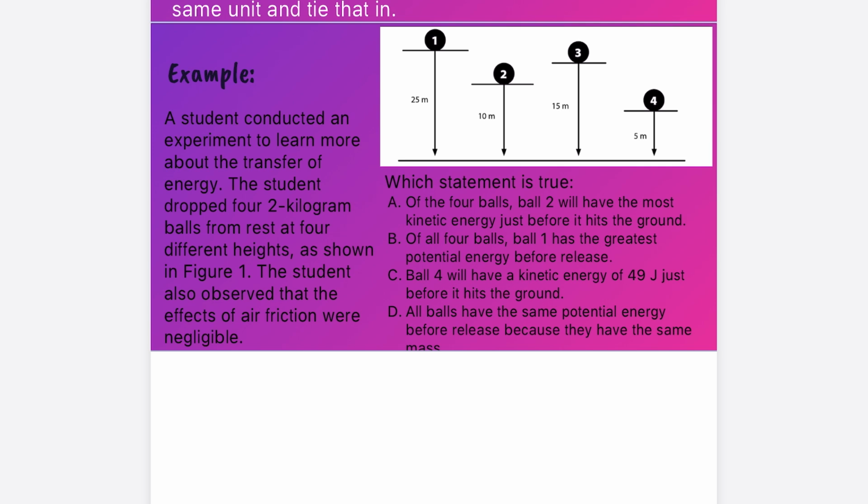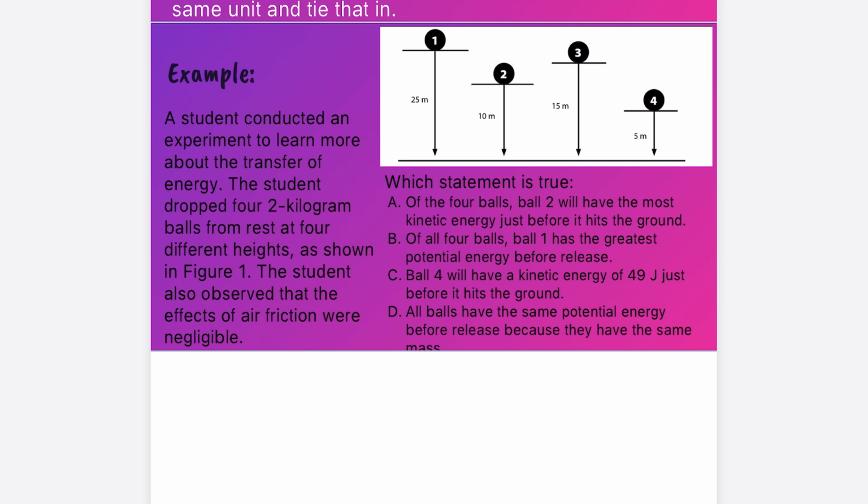Of the 4 balls, ball 2 will have the most kinetic energy just before it hits the ground. Of all 4 balls, ball 1 has the greatest potential energy before release. Ball 4 will have a kinetic energy of 49 joules just before it hits the ground. And all balls have the same potential energy before release because they have the same mass. So, how do we answer a question like this?